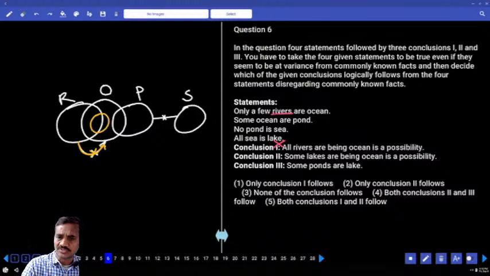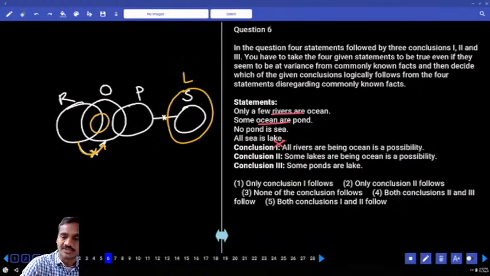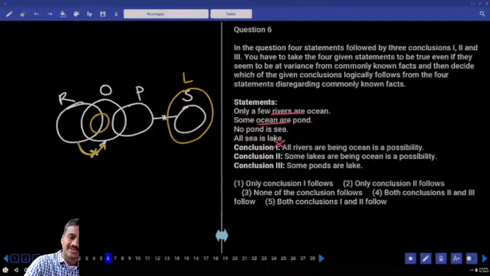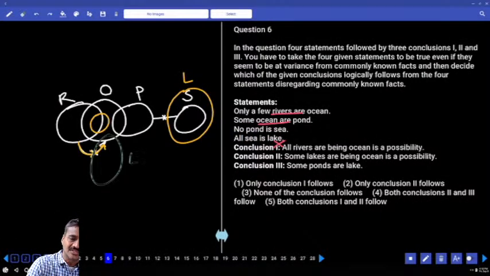Now only a few rivers are oceans, some oceans, all seas are lakes, fine. All seas are lakes is here. And some lakes are ponds, is it possible or not? Some lakes are oceans. Can I write lake like this? Lake is like this, and this sea will be like this. Is it possible? Yes. And some ponds are like this, pond is here, lake is here, no intersection between these two. So only 2 follows, and it is given in the choice for question number 6.